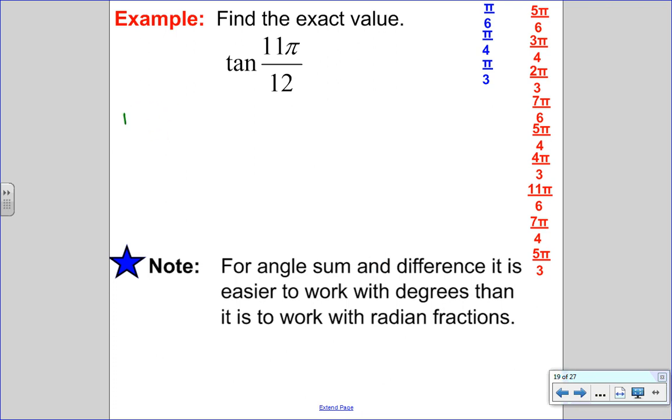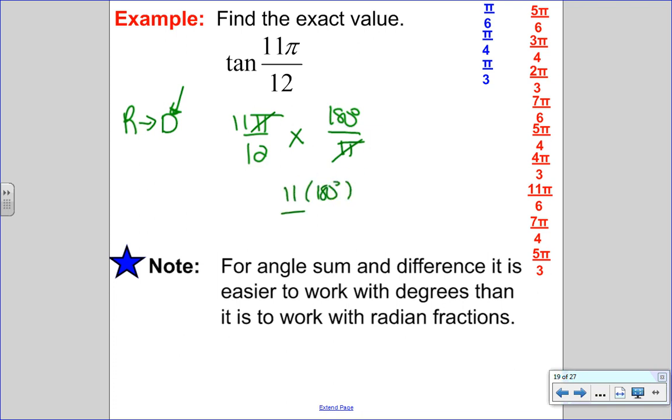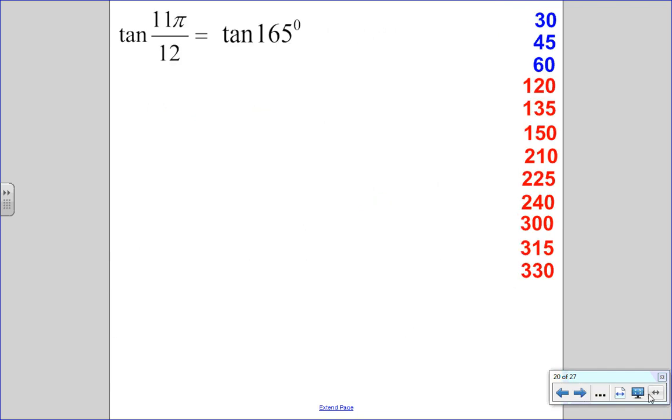So we're going to go from radians to degrees. I'm going to take my radians and multiply. Since I'm going to degrees, I want my degrees on top, 180 over pi. Of course my pi's cancel, so I end up with 11 times 180 divided by 12, and that's just 165 degrees. So let's work with 165 degrees. That's way easier than dealing with all those fractions.